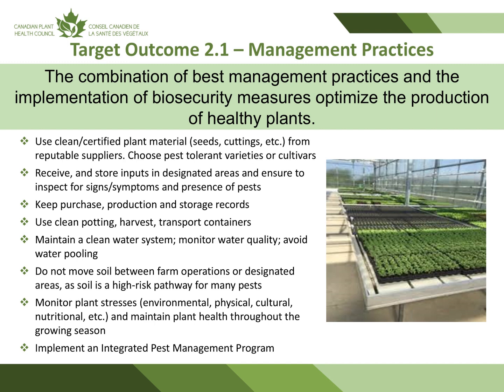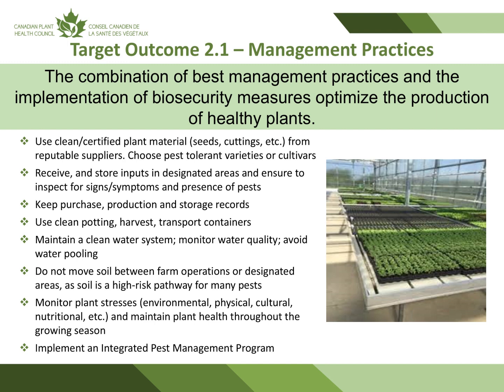These include using clean/certified plant material, such as seeds and cuttings, from reputable suppliers, choosing pest-tolerant varieties or cultivars, receiving and storing inputs in designated areas to prevent introduction and spread of pests to plants, and inspecting for signs and symptoms and presence of pests. Keeping purchase, production, and storage records. Records of the source of a production input, number of plants, and date planted can be important when responding to a pest detection. Using clean potting, harvest, and transport containers.